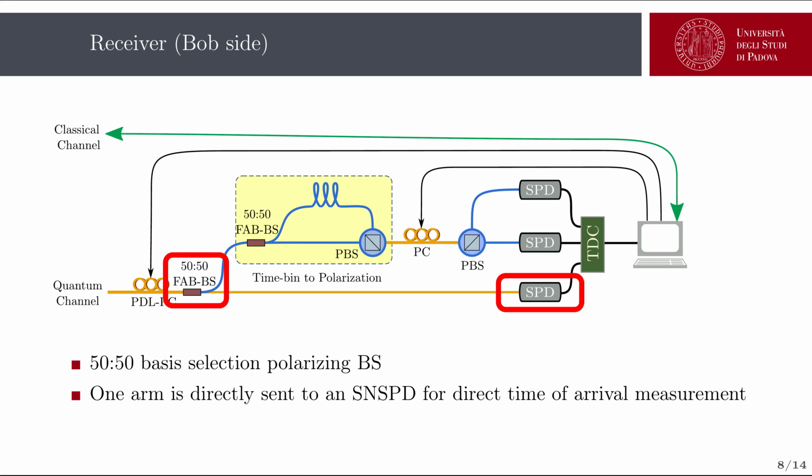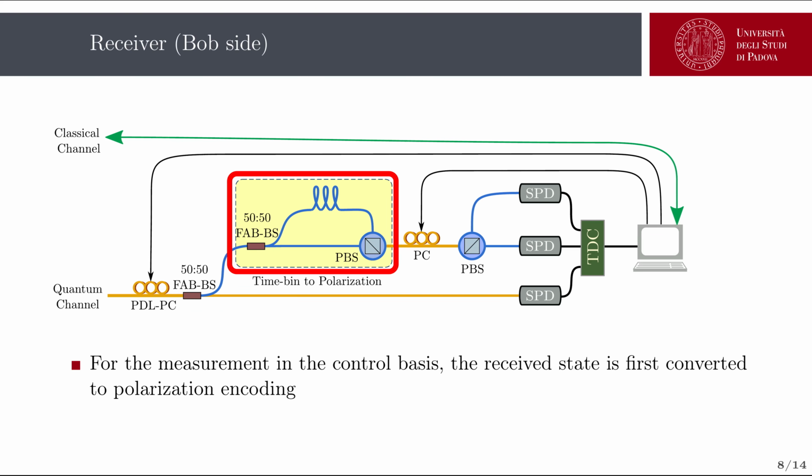One of the two arms of this beam splitter will be sent directly to one superconducting single photon detector for time of arrival measurement, so to perform a measurement in the early-late basis. The other arm of the basis selection beam splitter is sent to the conversion stage that, as mentioned at this point, will convert time-bin states into polarization states to perform the measurement in the control basis.